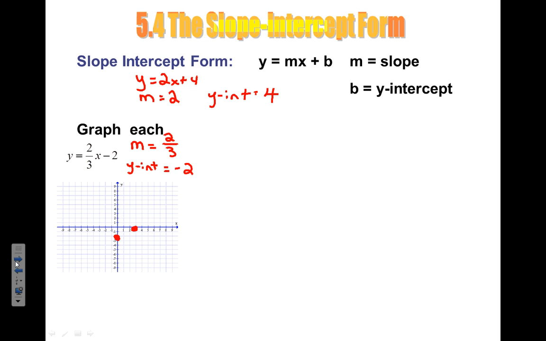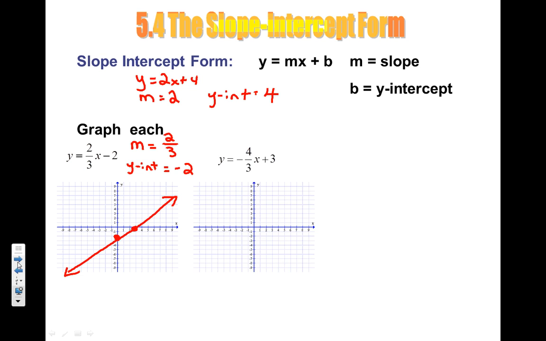Once you have those two dots, you have enough points to draw a line and you're ready to draw it. Don't forget to put arrows on both sides and you are officially done that question. That's all you have to do. A lot easier than making a table of values and plotting all those points. So here you only need 2 points.